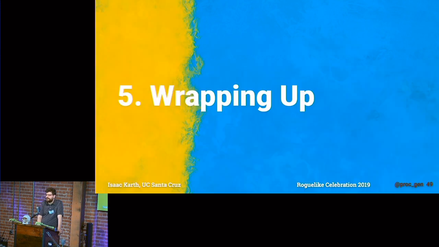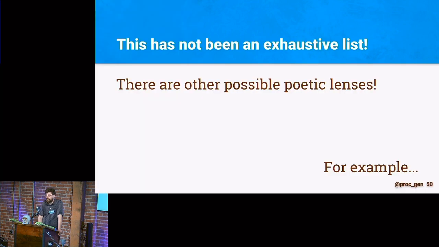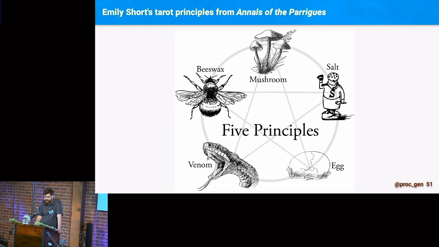Okay, so to conclude, this has by no means been an exhaustive list. There are definitely other ways to break apart your generators, other ways to generate questions to ask. For example, like I said, Emily Short's Annals of the Parrigues has this 5-principle approach, and other people have built off this and generated their own 5 principles to orient their generators around.